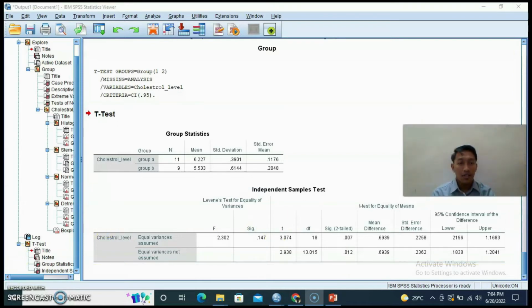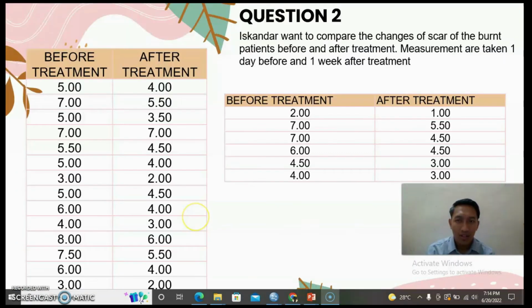So as the conclusion, there is a significant difference in the mean cholesterol level between group A and group B. On this slide, you can see question 2. Iskandar wants to compare the chance of scar of the burn patient before and after treatment. The measurements are taken 1 day before and 1 week after the treatment. You can see the data before treatment and the data after treatment.